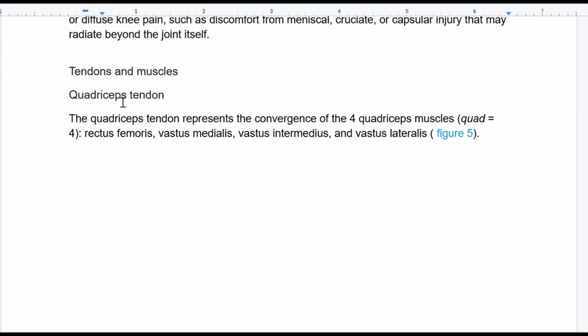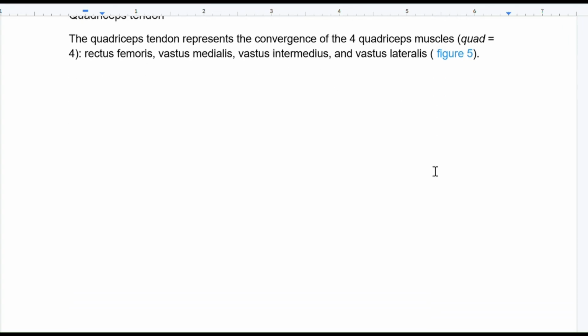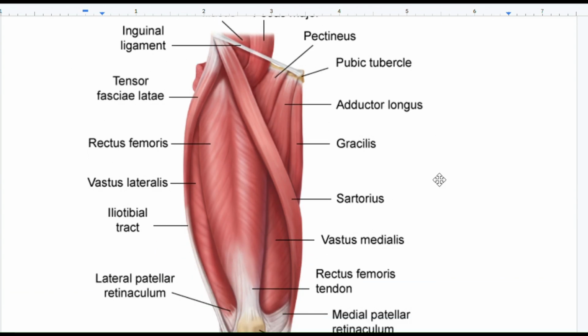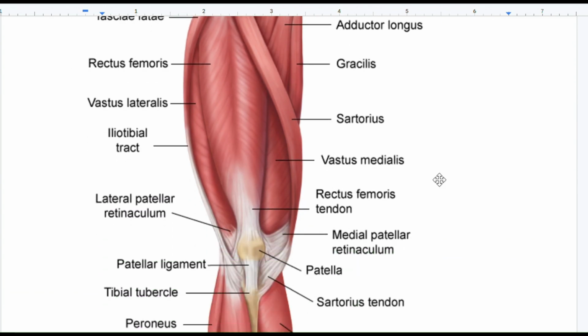So, quadriceps tendon. The quadriceps tendon represents the convergence of the 4 quadriceps muscles. Quad equals 4: rectus femoris, vastus medialis, vastus intermedius, and vastus lateralis. See figure 5. And that's figure 5.